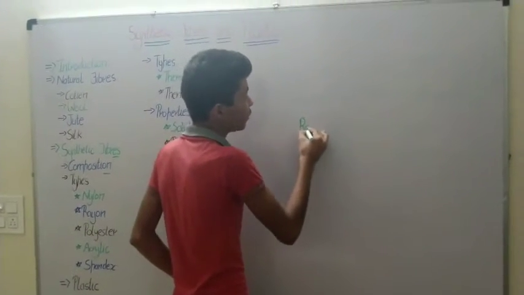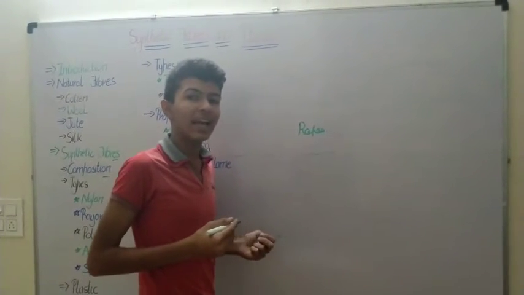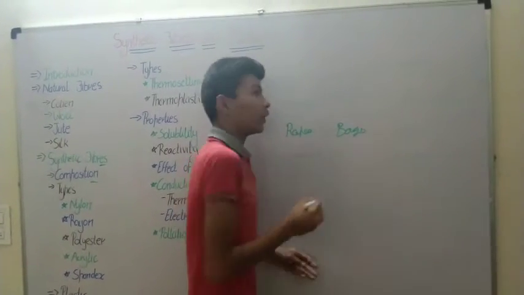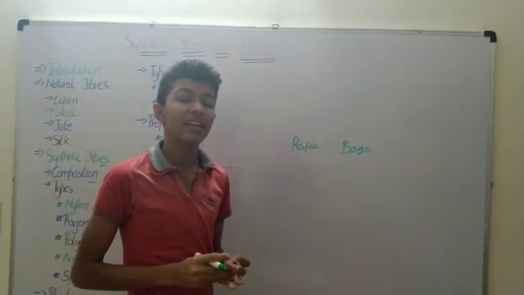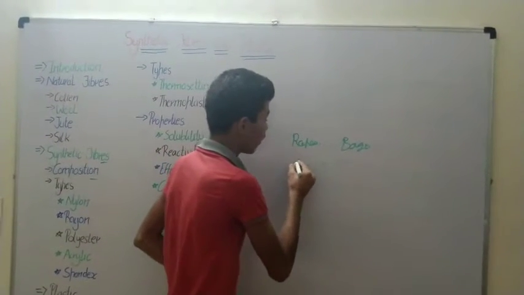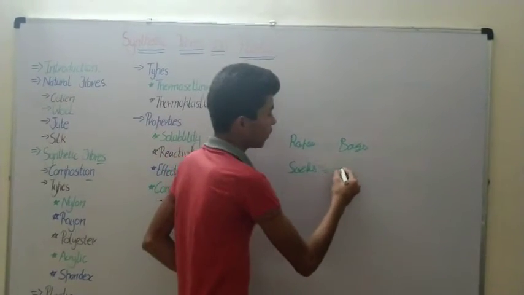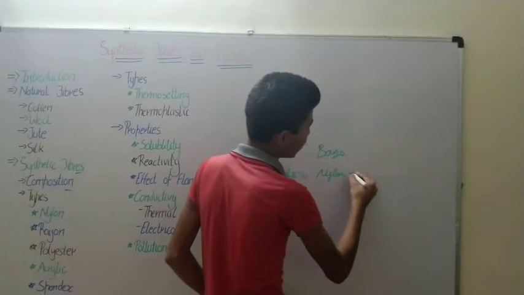It is used to make ropes and mostly hiking objects such as bags. When nylon was first discovered, it was used in the production of socks, which were made from nylon plus some amount of cotton.